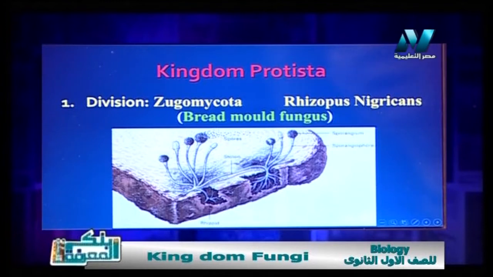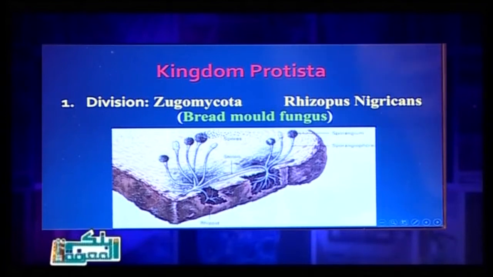When these spores become mature, the sporangium opens and a great number of spores are spread everywhere, and because they are light in weight and small in size, they stay suspended in the air until they fall on a suitable medium like bread, with suitable temperature and a suitable amount of humidity, so the spores germinate again to produce new mycelium. So reproduction here is done by spores.